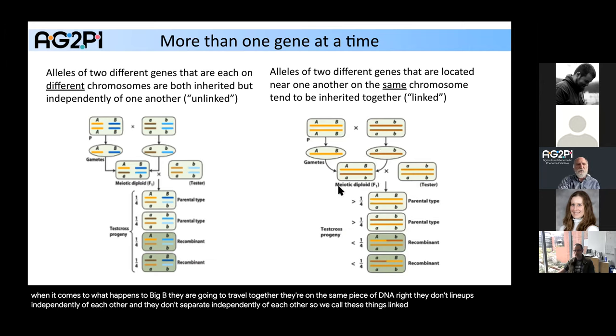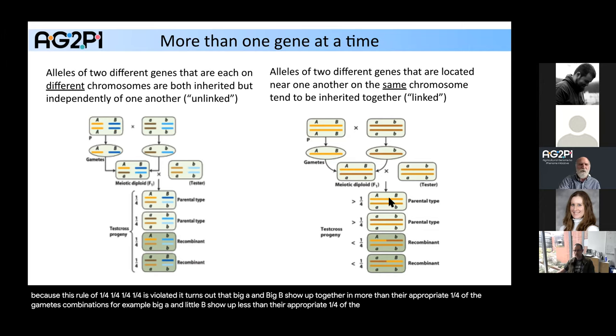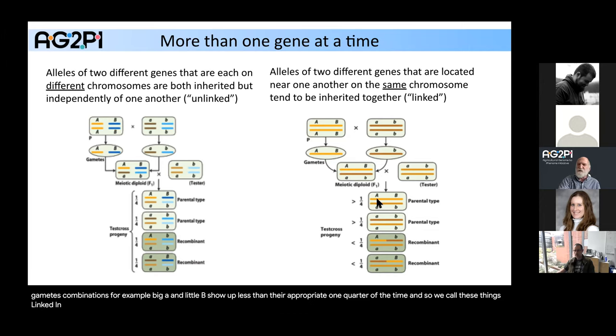And we can tell they're linked because this rule of a quarter, a quarter, a quarter, a quarter is violated. It turns out that big A and big B show up together in more than their appropriate one quarter of the gametes. And different combinations, for example, big A and little b, show up less than their appropriate one quarter of the time. And so we call these things linked, and it's because they're physically hooked together. And the closer they are, the more that's going to happen. And we're going to talk about that here in a second.